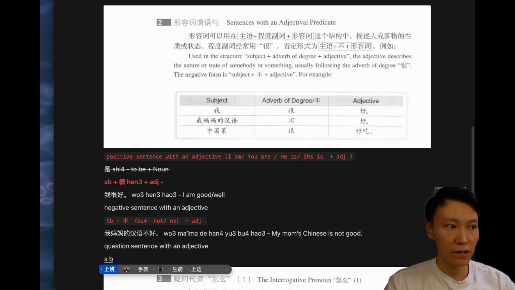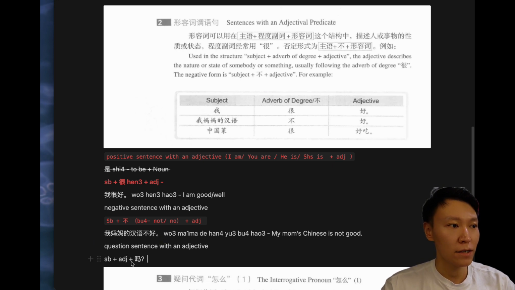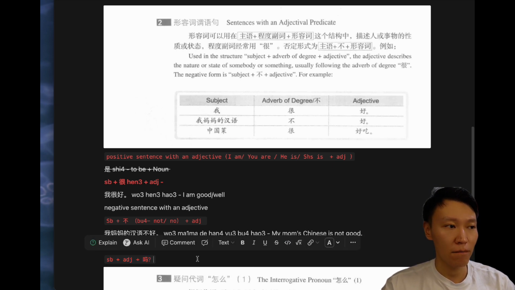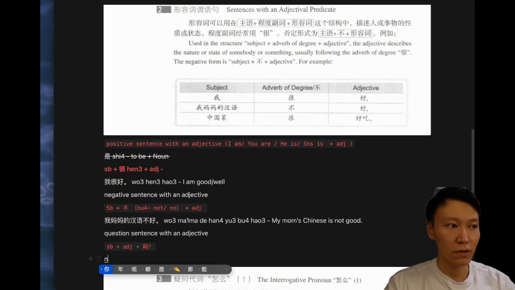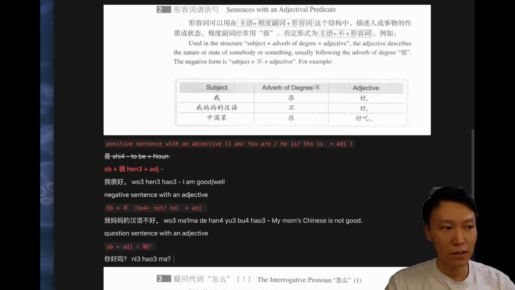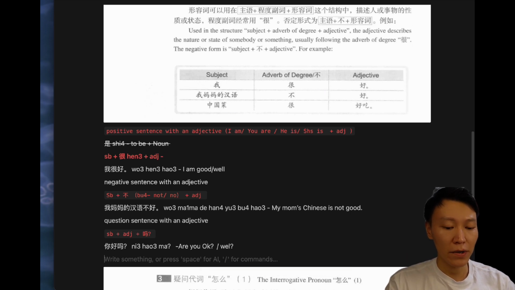The structure is somebody, adjective, ma. For example, here in the book we don't have any questions, so I can give you one. For example, 你好吗? Are you okay? Are you good? Are you well? Etc.